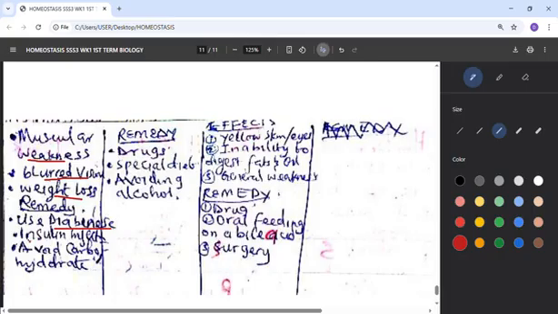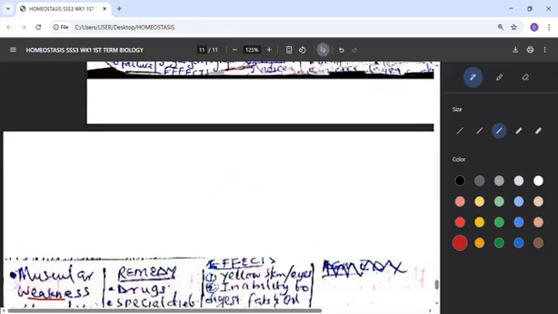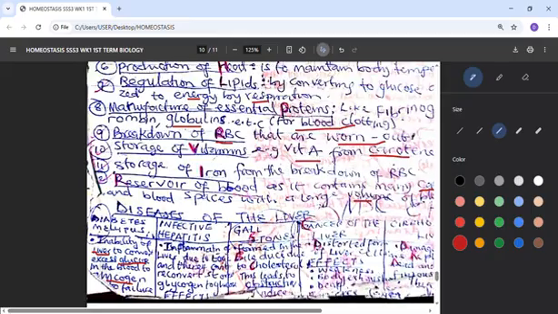Give the person an insulin injection, because what the person lacked was release of insulin by the pancreas to control the sugar level. So give the person an injection of insulin so that you control the sugar. Then the person should avoid carbohydrates, because the more the carbohydrates, the more the sugar or the glucose. Now the next letter we'll be looking at is letter S.